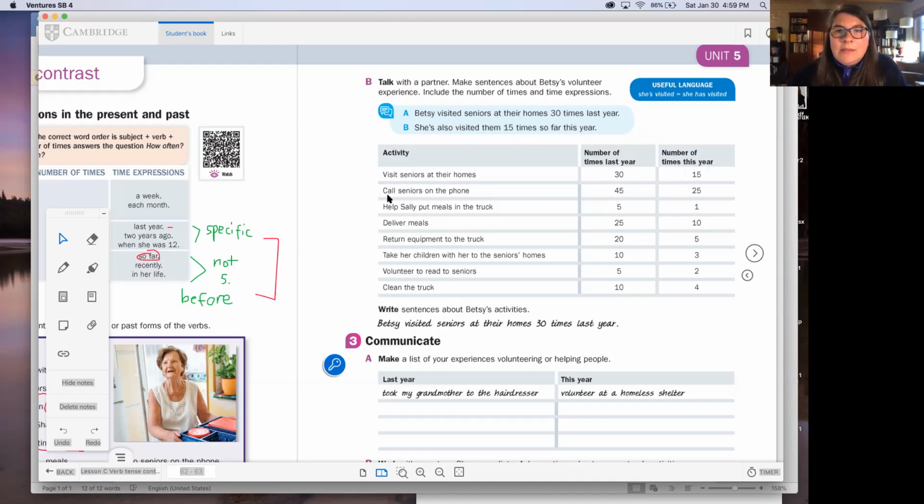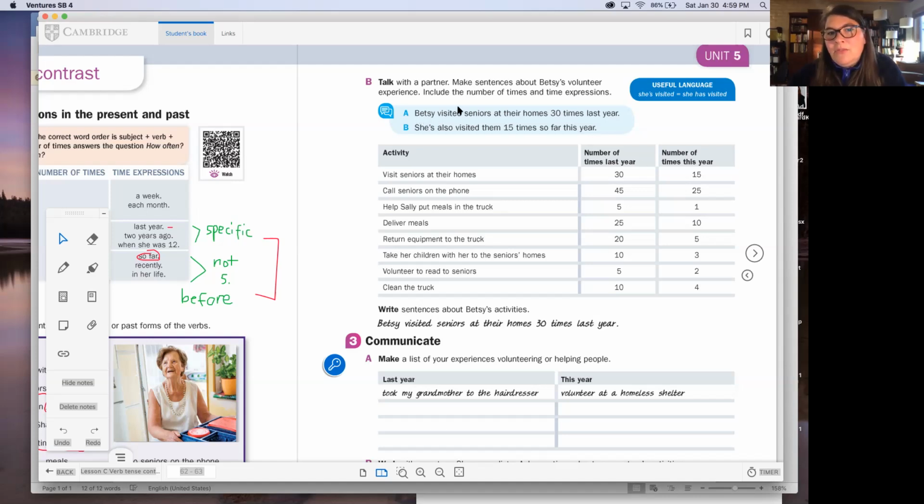Betsy called seniors on the phone 30 times last year, past tense, and she has also called them 25 times this year so far. So what am I doing? Last year is past tense. This year is present perfect.